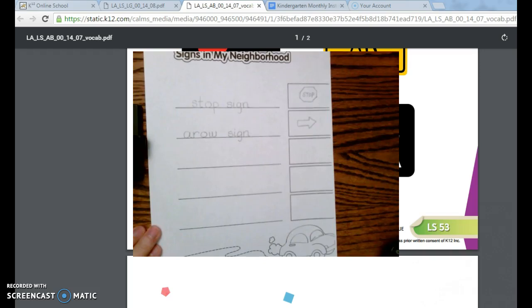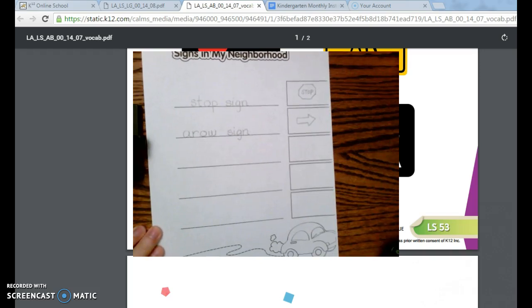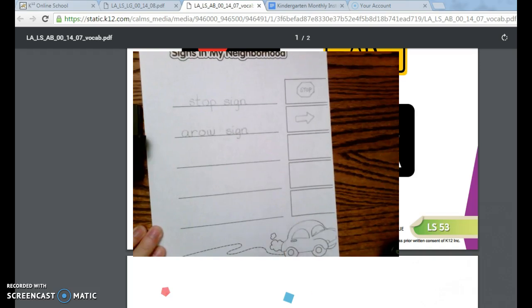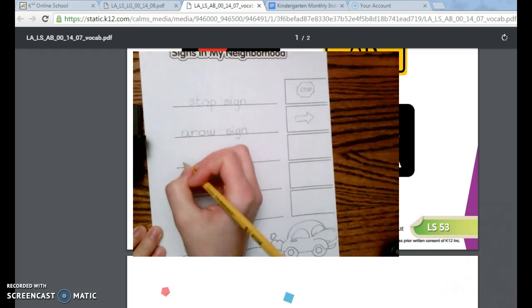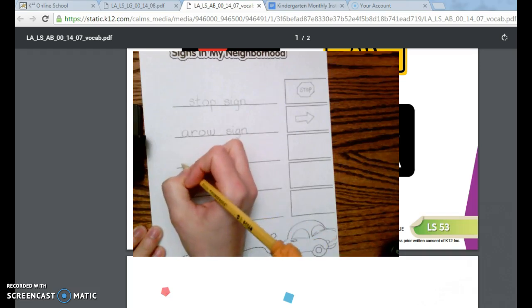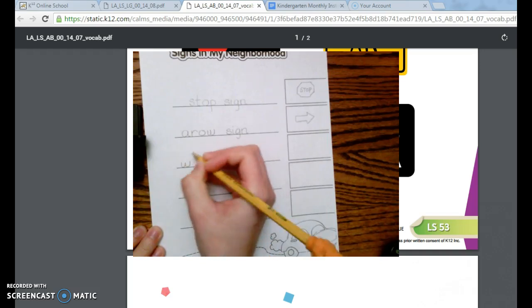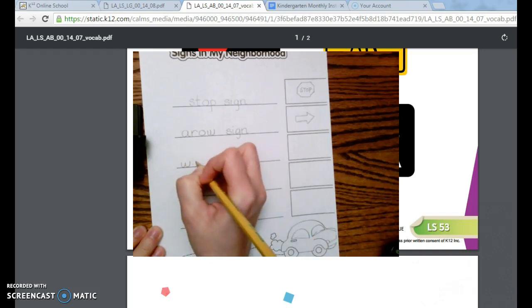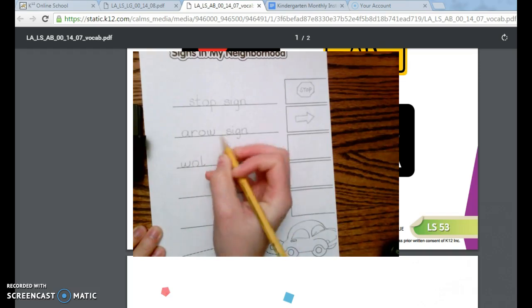All right, now the next sign I'm going to draw, and you do not have to do these same ones. You can pick your favorite 5. I like the walk sign, walk. So let's sound out walk. I hear W in the beginning. W, all. Your student might hear that walk.